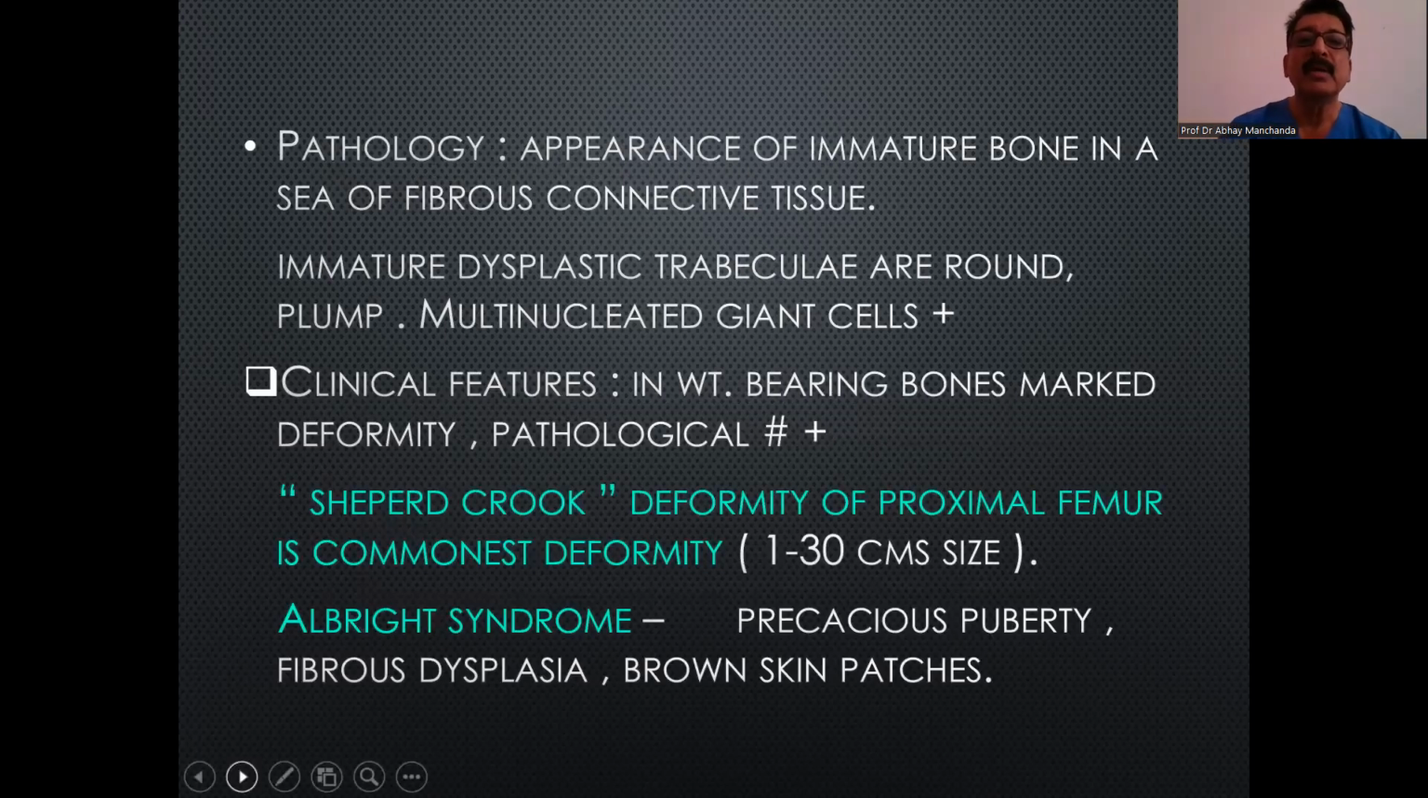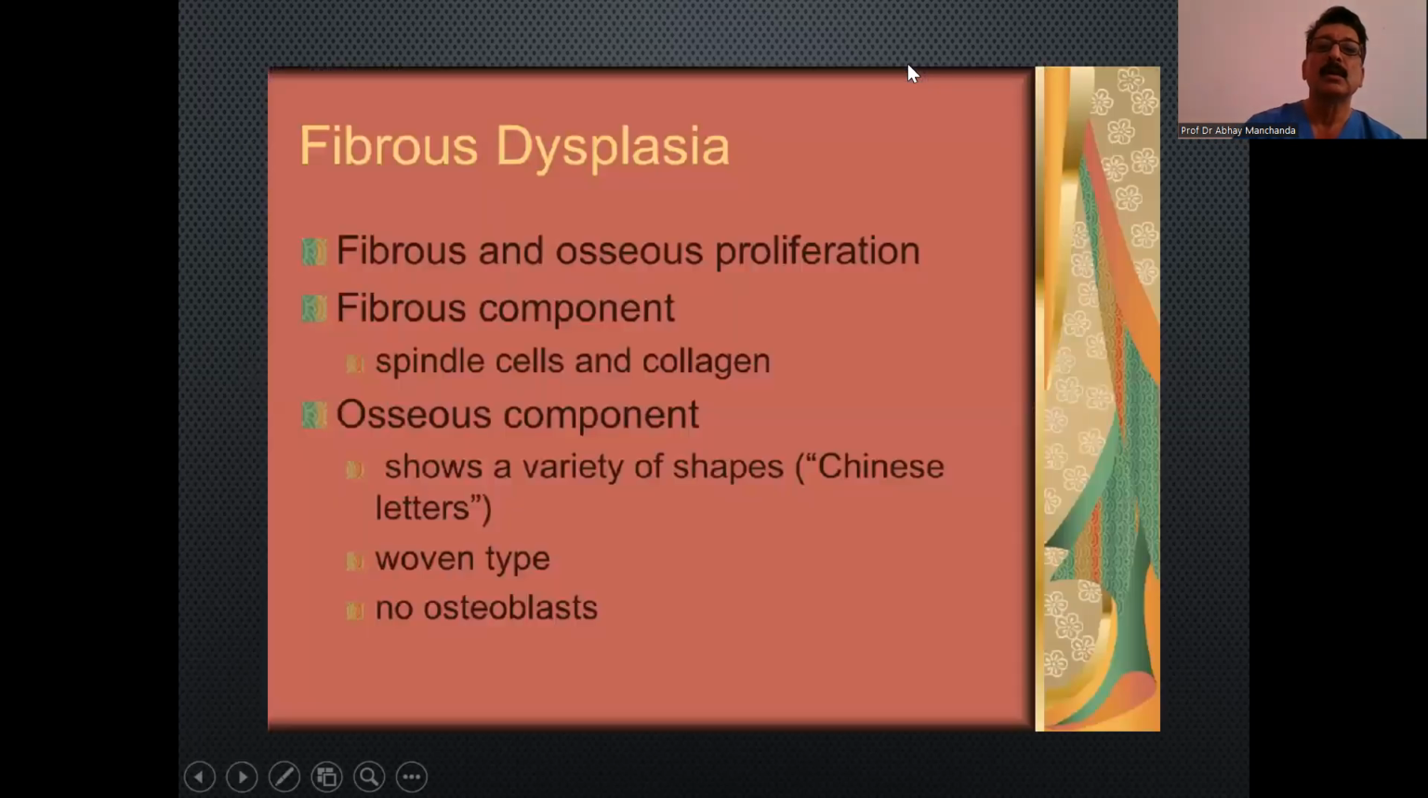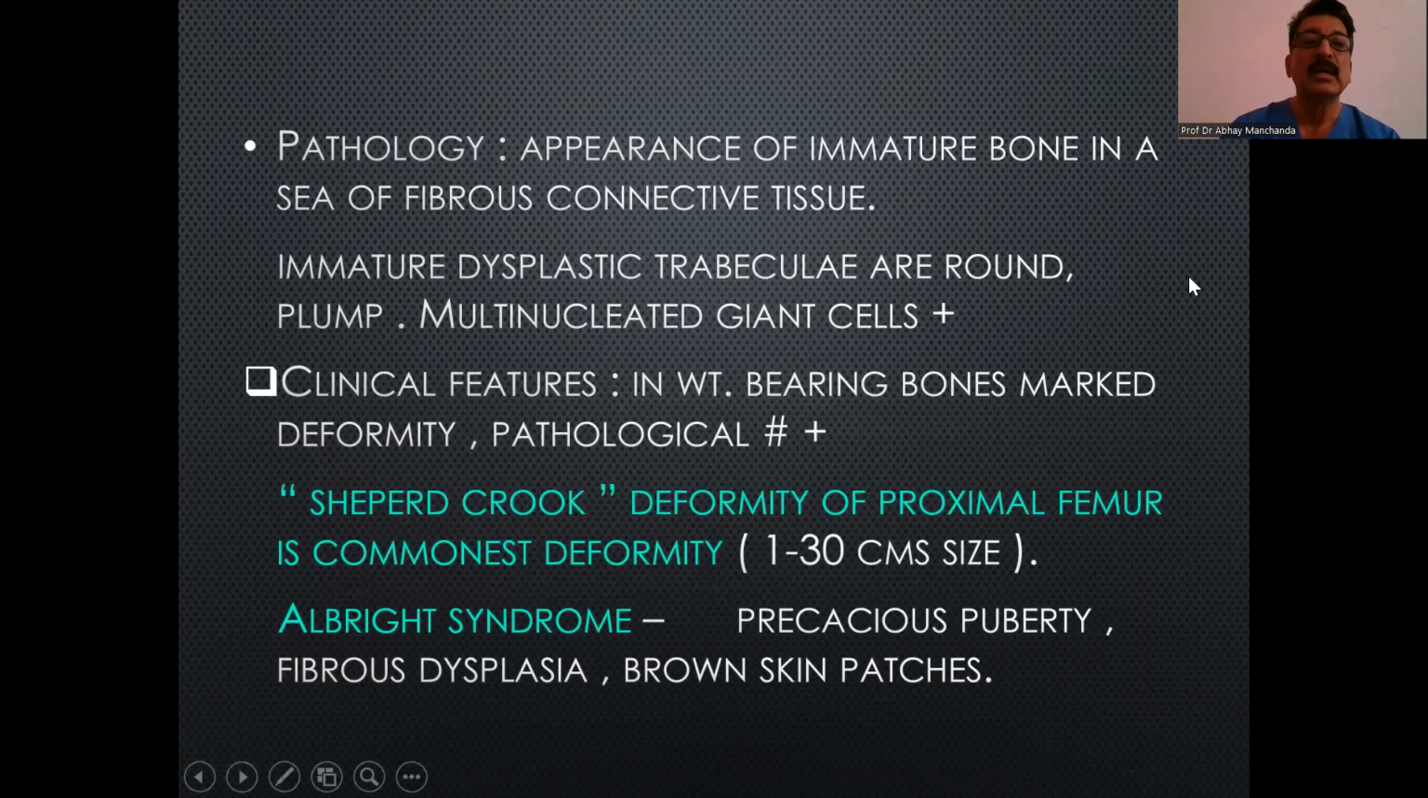Pathology: appearance of the immature bone in a sea of fibrous connective tissue. Immature dysplastic trabeculae, round, plump, multinucleated giant cells can be seen. Clinical features include pain in the weight-bearing bones, marked deformity, and patient can end up in pathological fractures.